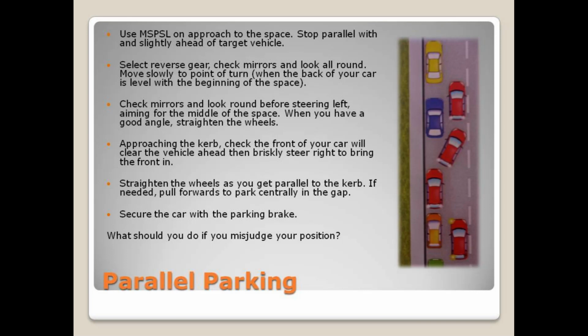Select reverse gear, check mirrors and look all round. Move slowly to point of turn, when the back of your car is level with the beginning of the space. Check mirrors and look round before steering left, aiming for the middle of the space. When you have a good angle, straighten the wheels. Approaching the curb, check the front of your car will clear the vehicle ahead, then briskly steer right to bring the front in. Straighten the wheels as you get parallel to the curb.